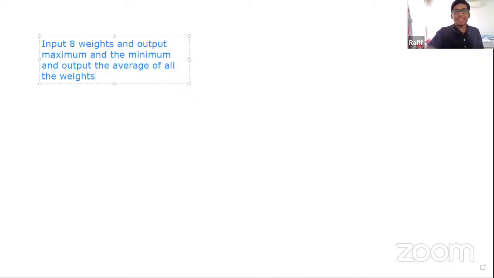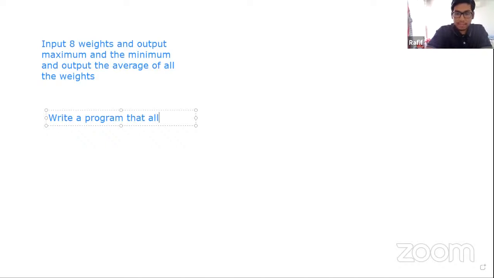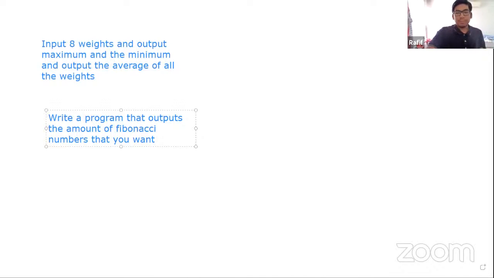Now for Adam and Lutfi, Adam, I think you know the task. It's the same task that you did last time, which is write a program that outputs the amount of Fibonacci numbers that you want. Now, Adam, I think you know what Fibonacci numbers are, but I don't think Lutfi does. So Lutfi, Fibonacci numbers are basically 0.